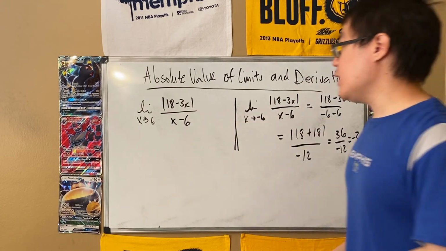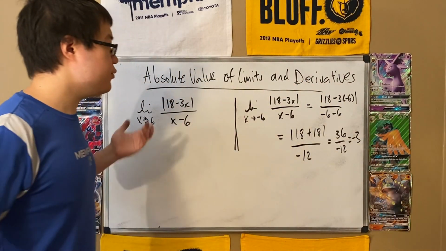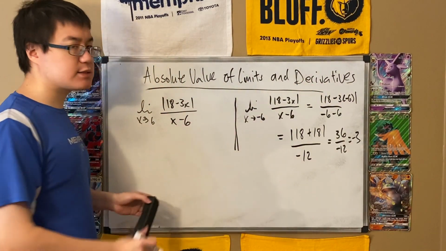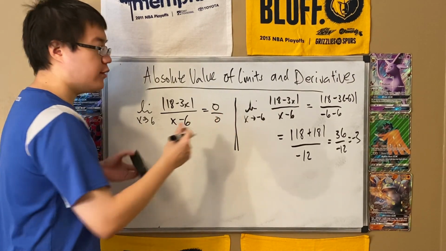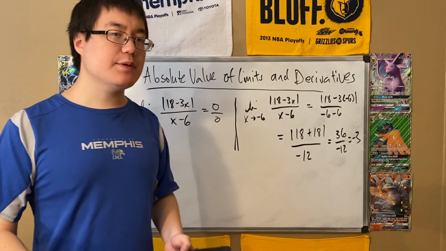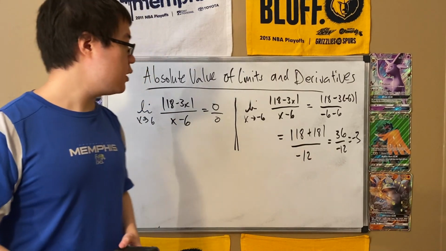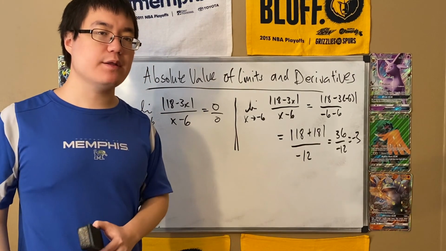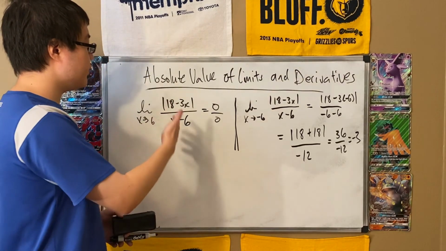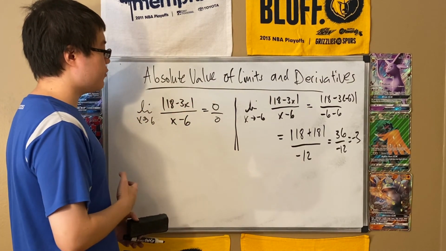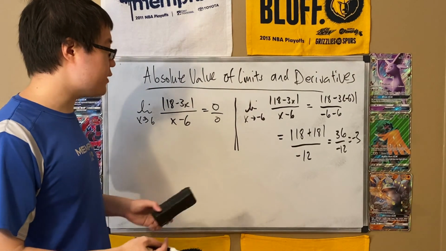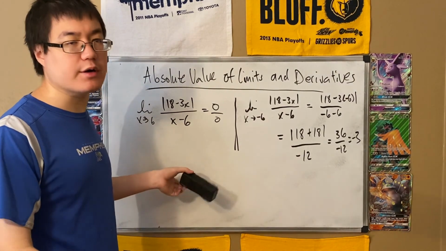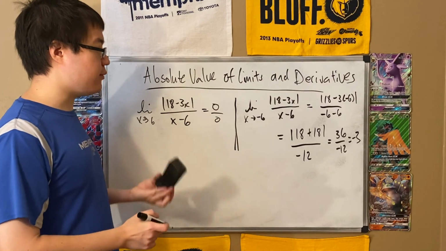What's the problem with this guy right here? Why can't we do the same thing? Well, when we plug in 6, unfortunately we get something weird. We're going to get 0 over 0. And usually when I get 0 over 0, I like to apply L'Hopital's rule. I like to take the derivative of the top and then the derivative of the bottom. But in this case, I'm not going to be able to take the derivative of the absolute value of 18 minus 3x. I don't know how derivatives work with absolute value until later on in the video. So I need to do something else.